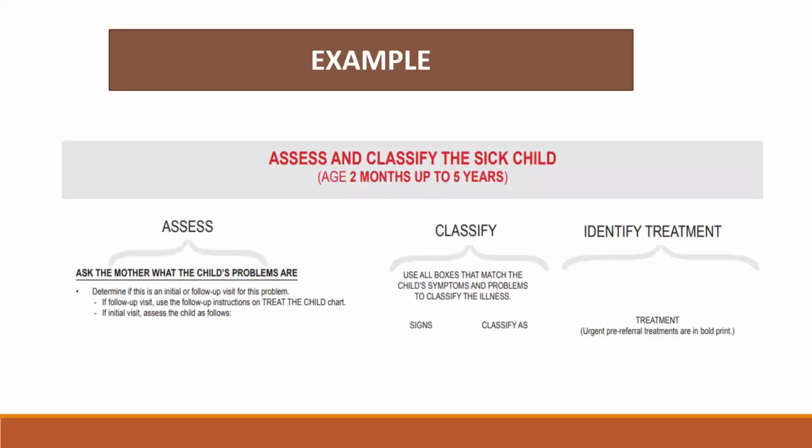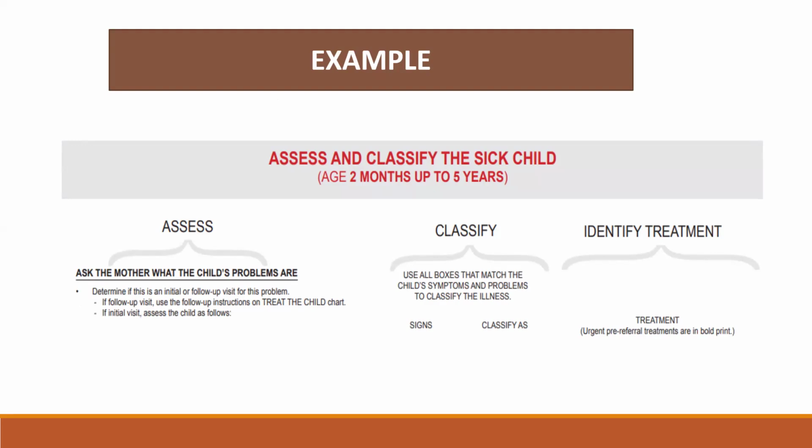So now we will take the example of pneumonia, and we will see how these steps are applied in this case. This is the IMNCI plan for 2 months to 5 years of a child. In the first step, we assess and we ask the mother what the child's problems are. Determine if this is an initial or follow-up visit for this problem. If follow-up visit, then use the follow-up instruction on the treat the child chart. If it is the initial visit, assess the child.